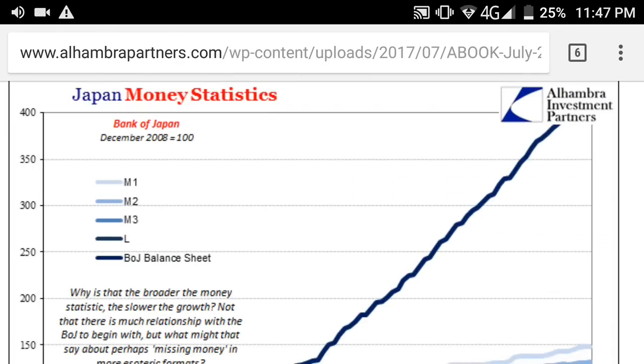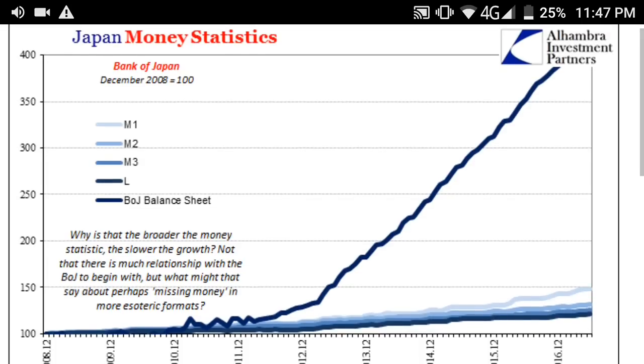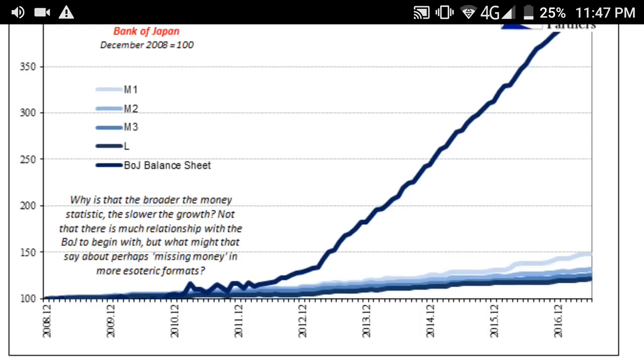And last but not least, I wanted to show you Japan right here in this chart. Now, if I can just scroll down for a moment here, you're looking at the Japan money statistics. The beginning of the chart being 2008 and moving up until the present day. And what you see here is a comparison of the different monetary levels. You're looking at the Bank of Japan balance sheet being the one that has gone astronomical. Compare that to all the different types M1, M2, M3, and L. Whichever one you look at, they have all expanded. However, compared to the Bank of Japan balance sheet, nothing even comes close.